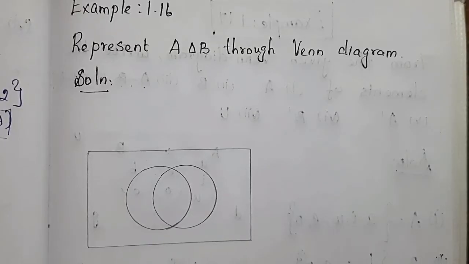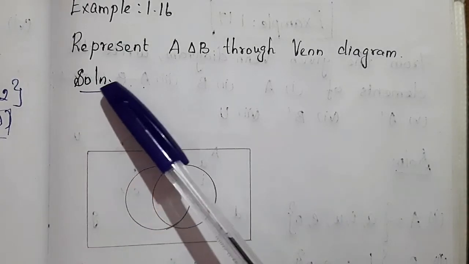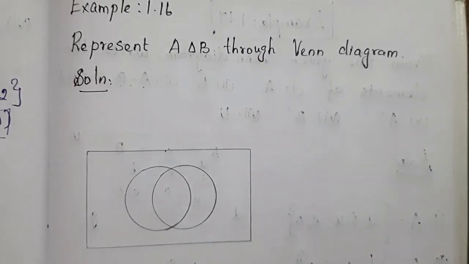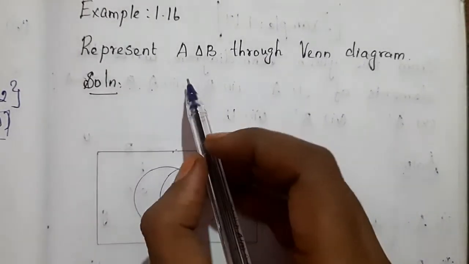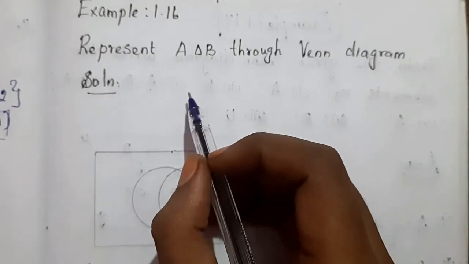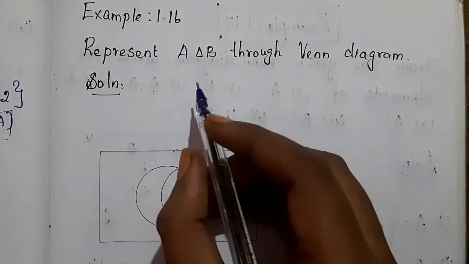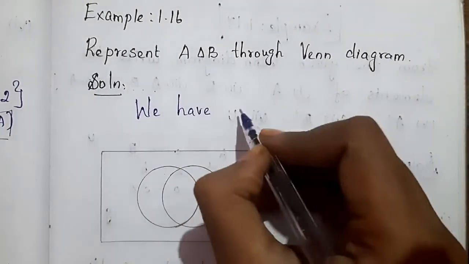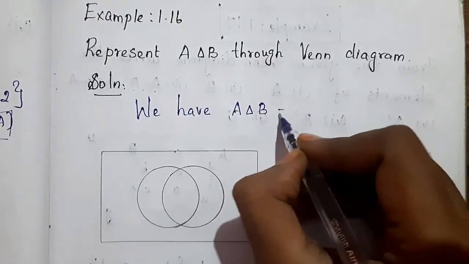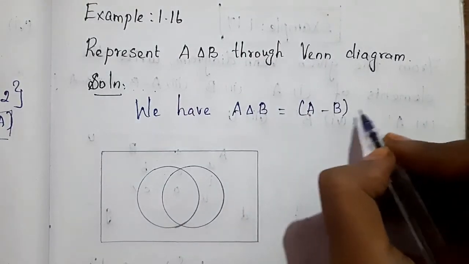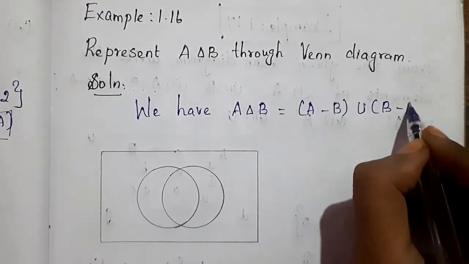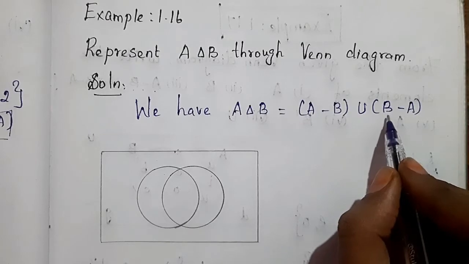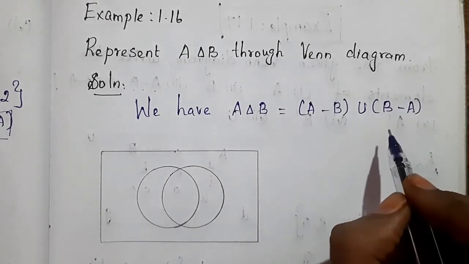See the example 1.6. Represent A symmetric difference B through Venn diagram. So we are going to represent this in a Venn diagram. Before that we have to know the formula. Just now I explained the formula to find the symmetric difference. A symmetric difference B equal to A minus B union B minus A. If you know that, first we can denote A minus B, next we can denote B minus A, finally we can do that together.